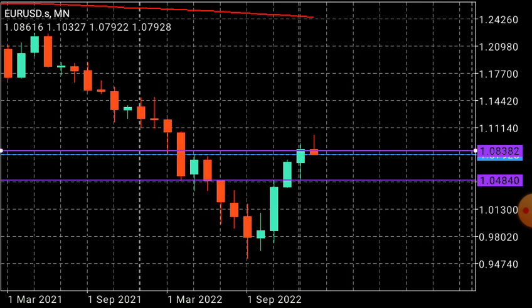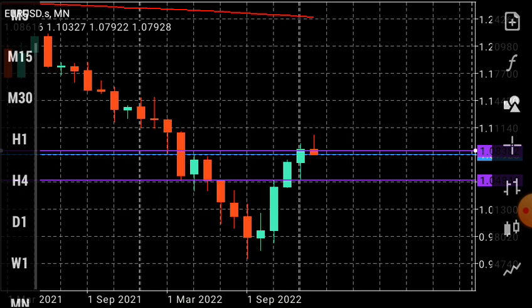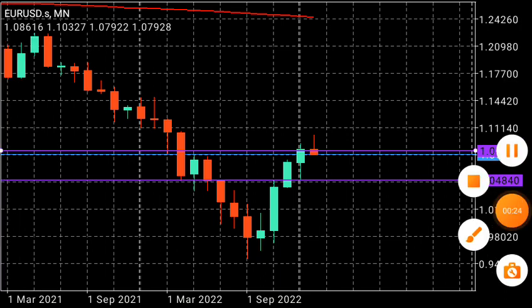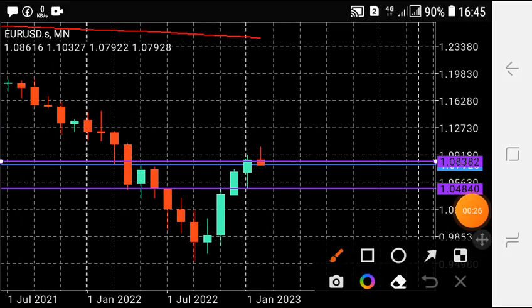I'm currently on the EURUSD on the monthly standpoint, looking at the chart here. I see a bearish candlestick for the month of February. The candlestick for the month of February is bearish.